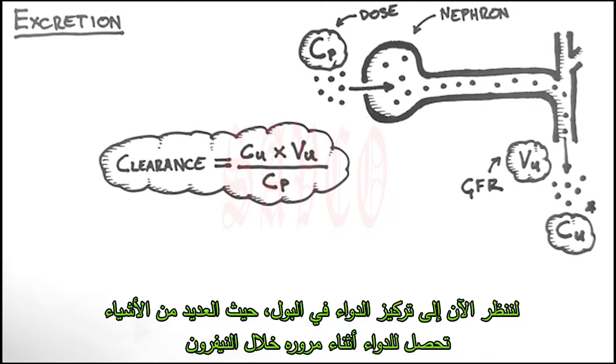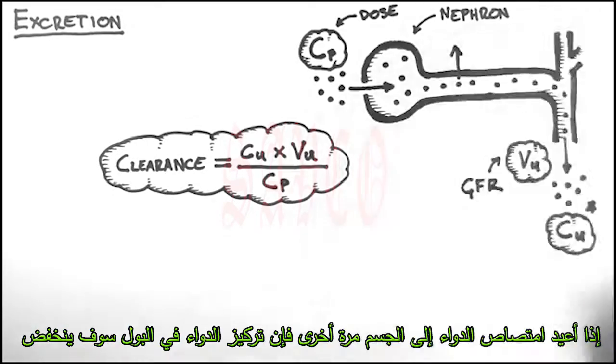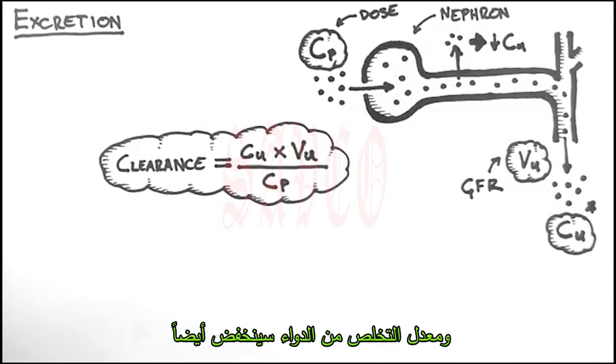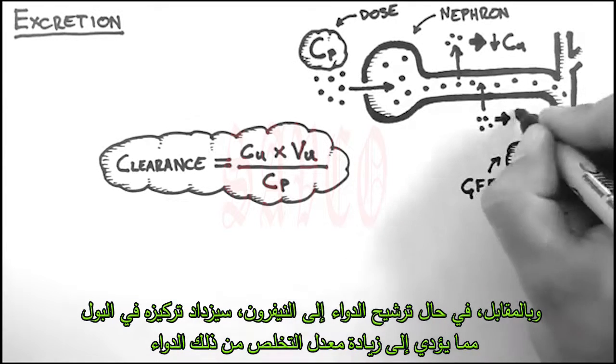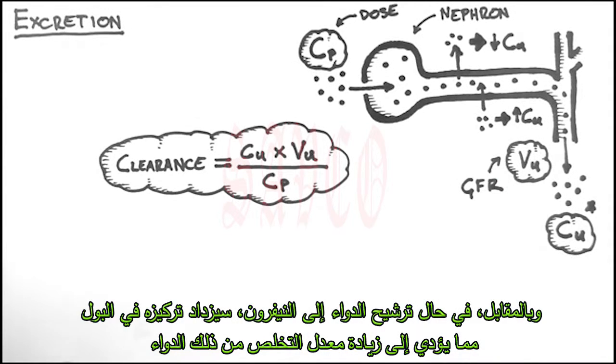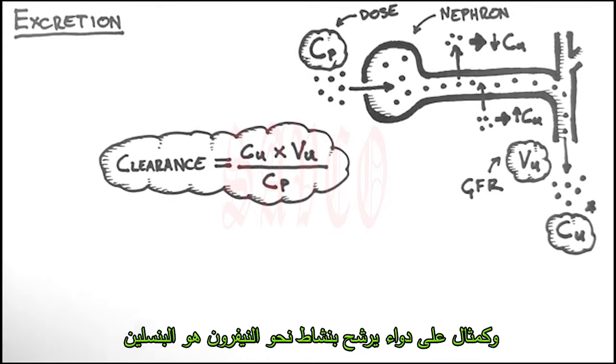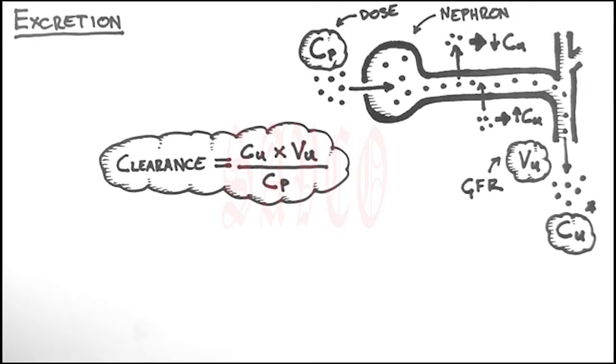Now let's look at the concentration in the urine. Different things can happen to drugs as they pass through the nephron. If they are reabsorbed, then the concentration in the urine will decrease and the clearance of that drug will be reduced. Conversely, if the drug is secreted into the nephron, this will increase the concentration in the urine and also the clearance of that drug. An example of a drug that is actively secreted into the nephron is penicillin.